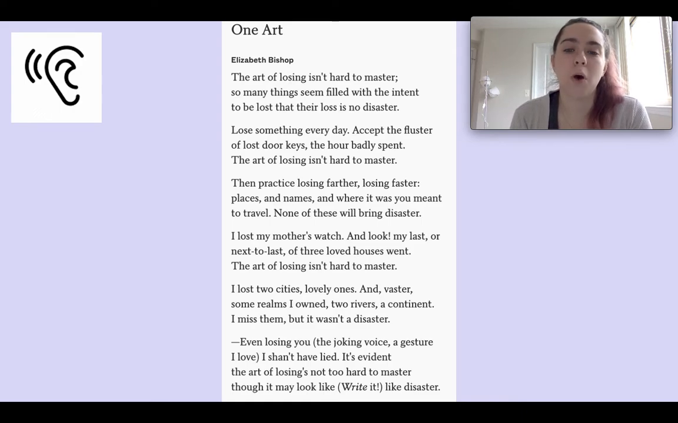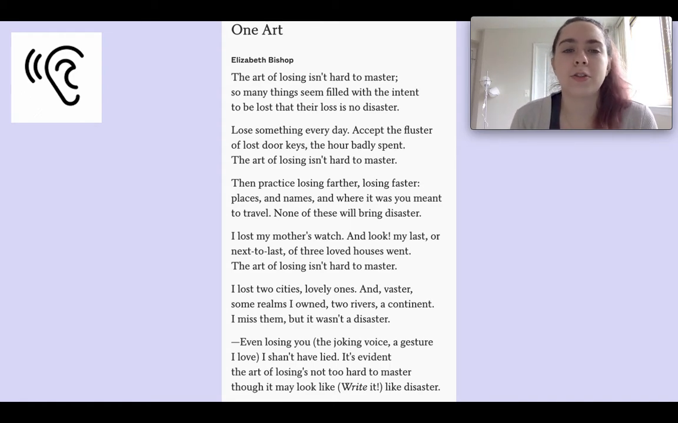I lost my mother's watch. And look, my last, or next-to-last, of three loved houses went. The art of losing isn't hard to master. I lost two cities, lovely ones, and vaster, some realms I owned, two rivers, a continent. I missed them, but it wasn't a disaster. Even losing you, the joking voice, a gesture I love, I shan't have lied. It's evident the art of losing's not too hard to master, though it may look like, write it, like disaster. That's the poem in full.